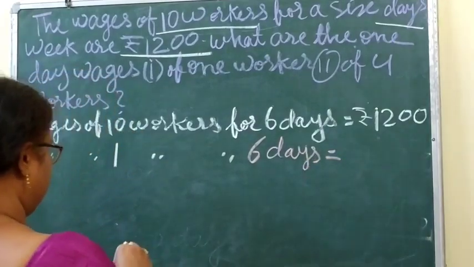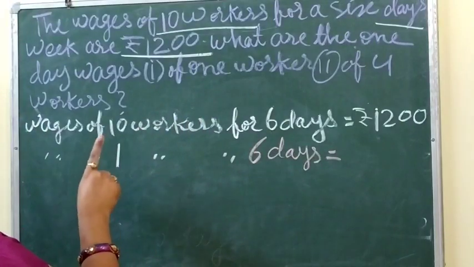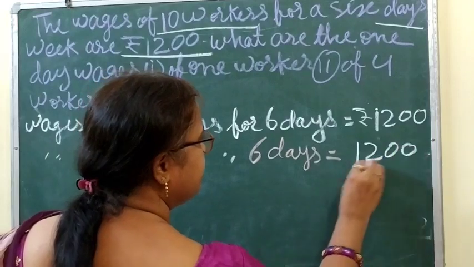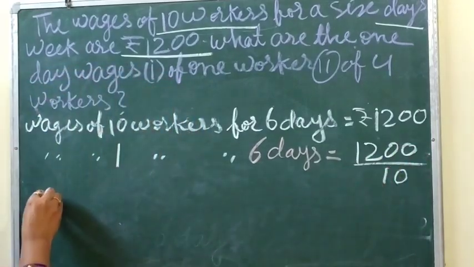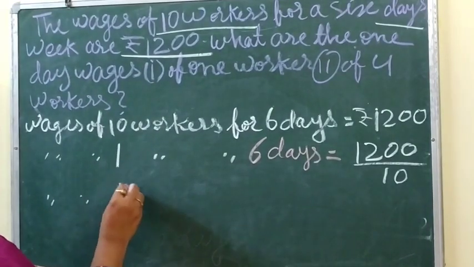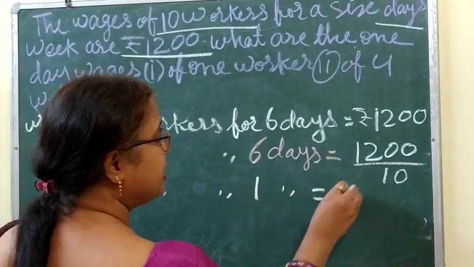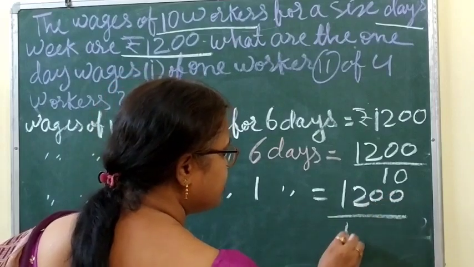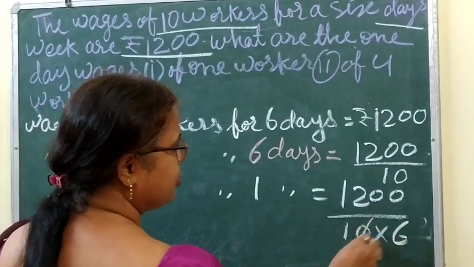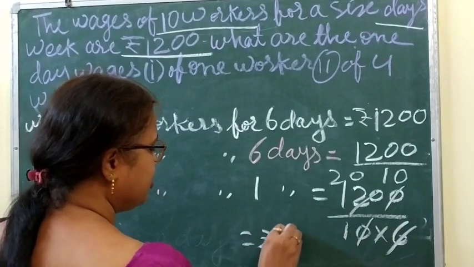So here I am making this 6 days constant. For the same work, the wages of 1 worker will be less, so 1200 divided by 10. Again, for 1 worker, this part I have made constant, so for 1 day it will be lesser again. So 1200 divided by 10 into 6. Now cancel it. 6 2s are 12, 0. So this is rupees 20.